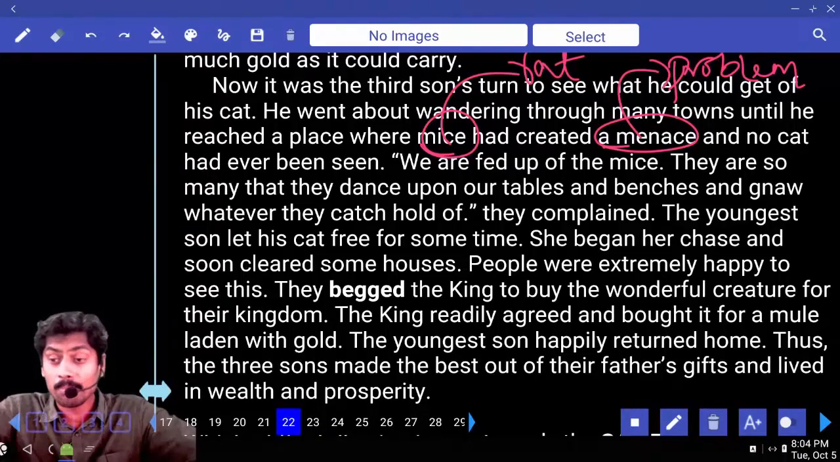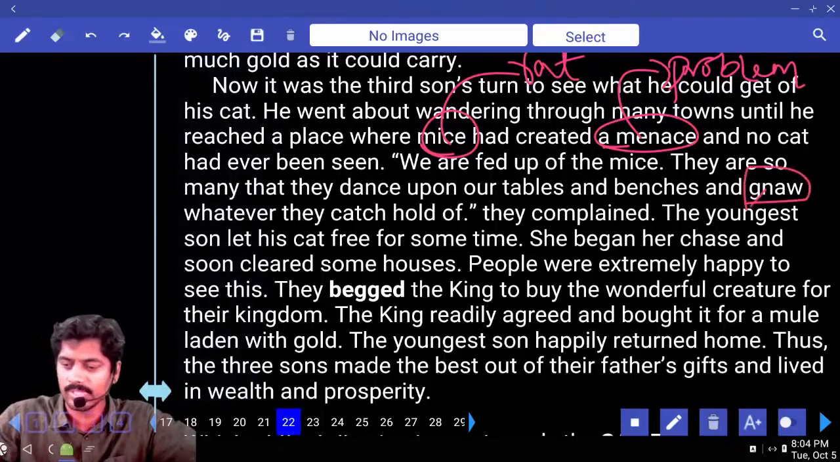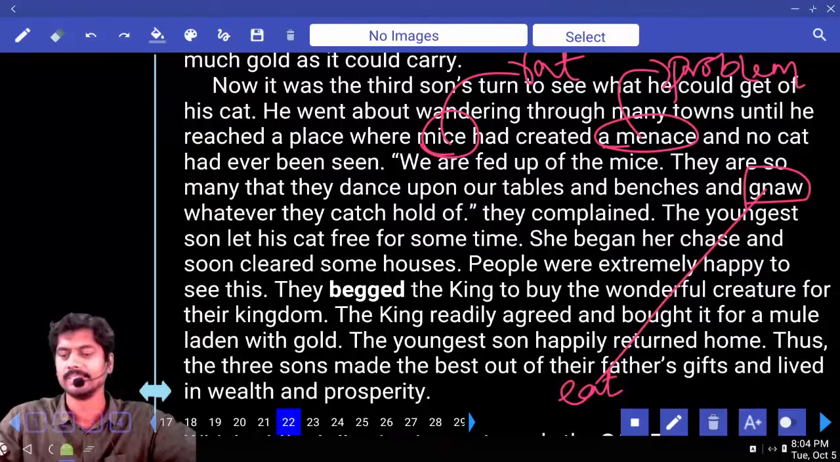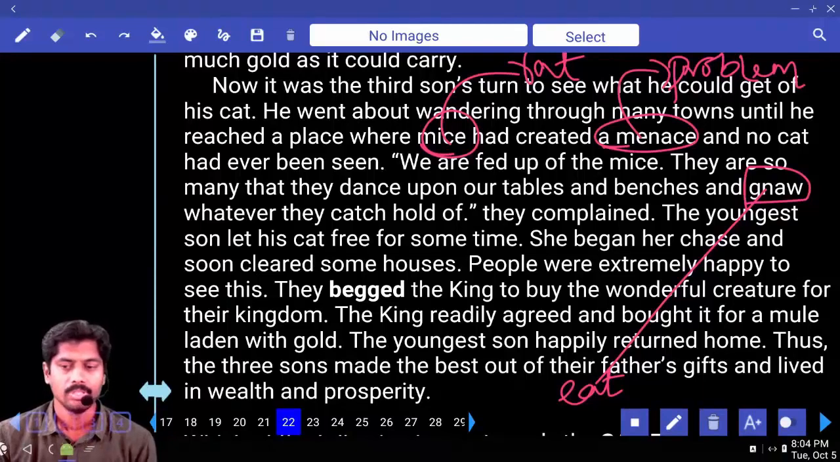We are fed up of the mice. There are so many that they dance upon our tables and benches and they gnaw whatever they catch hold of. No. GNAW is nothing but eating. Eating is called gnaw. So these rats are eating. They are dancing on the tables, dancing on the benches, and they are eating whatever they find.